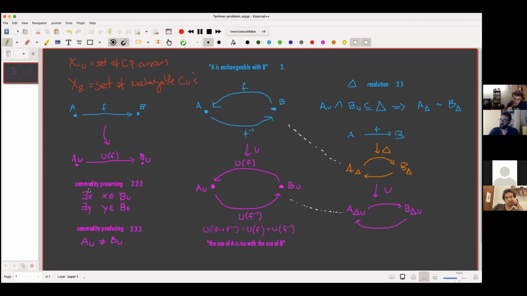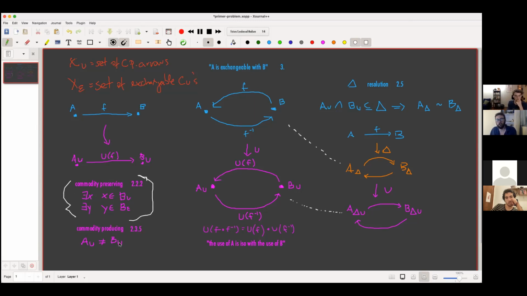Okay, so we have commodity preserving. This is kind of a tautological thing almost. Based on what Gabriel was saying, for B to even be in the category in the first place, this has to be true. So for there to be arrows between A and B, it just means A and B are in the same category, and there's a way to get from A to B.